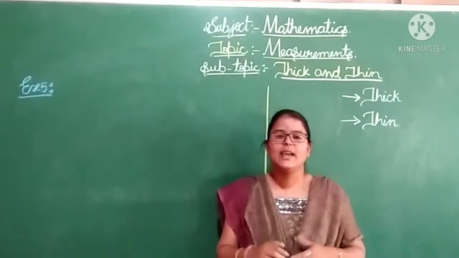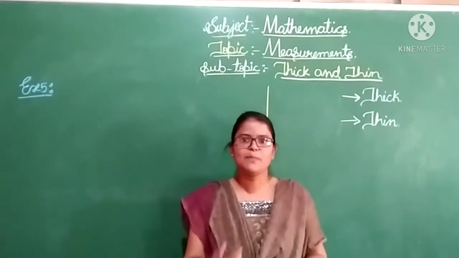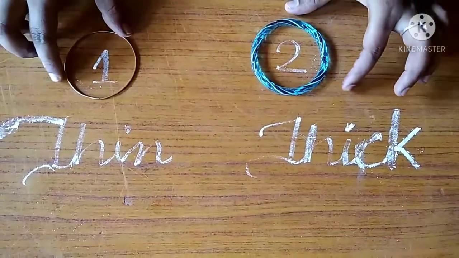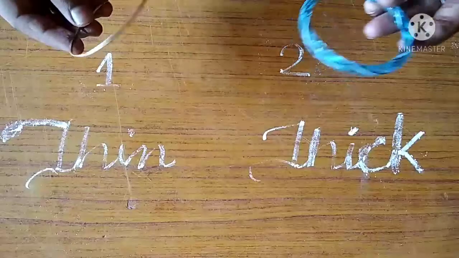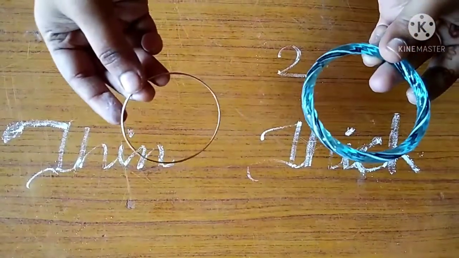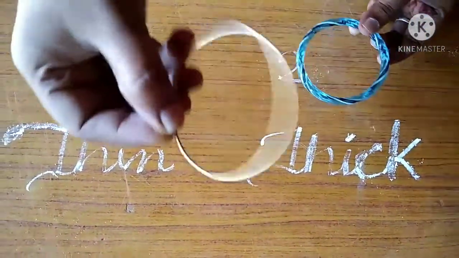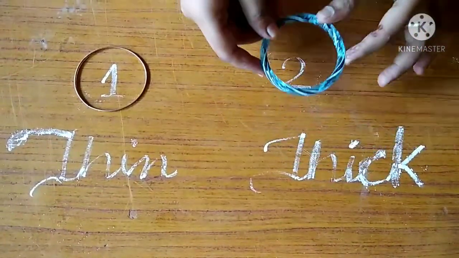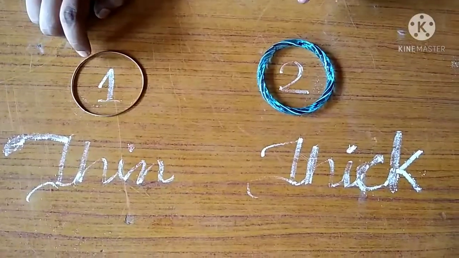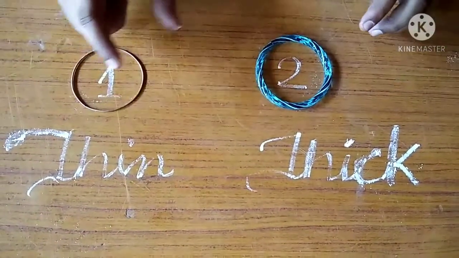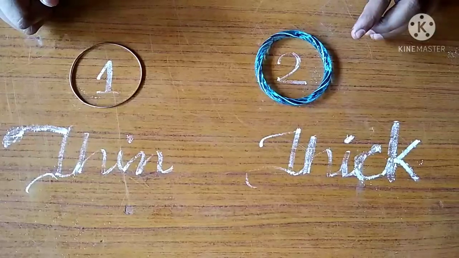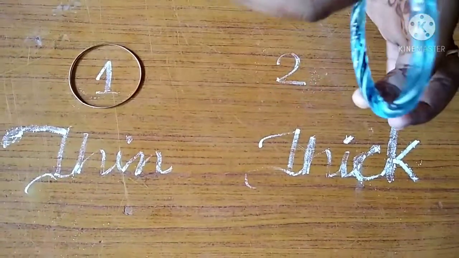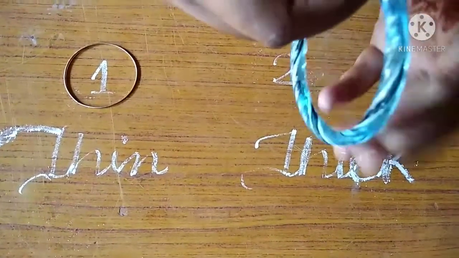Yes, dear children, example number 5 is done practically. You can see here. Do you know what these are? These are bangles, right? Now you see, this is bangle 1, okay? And this is bangle 2. In bangle 1 and bangle 2, which bangle is thick? Which is the thickest bangle? See, this sky blue colored bangle, bangle number 2, is thickest.